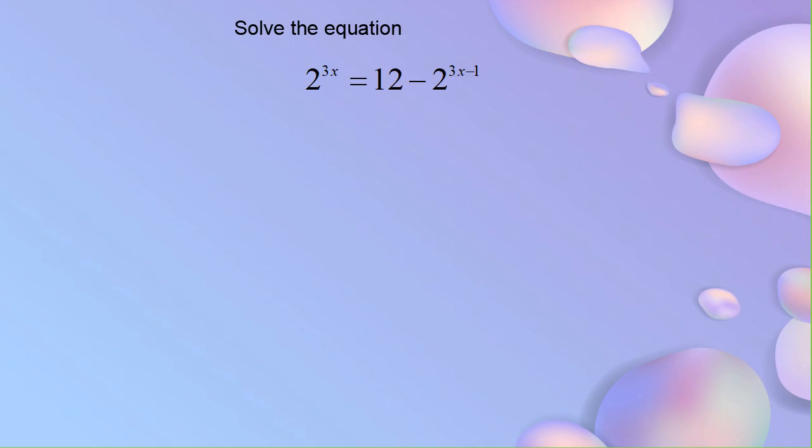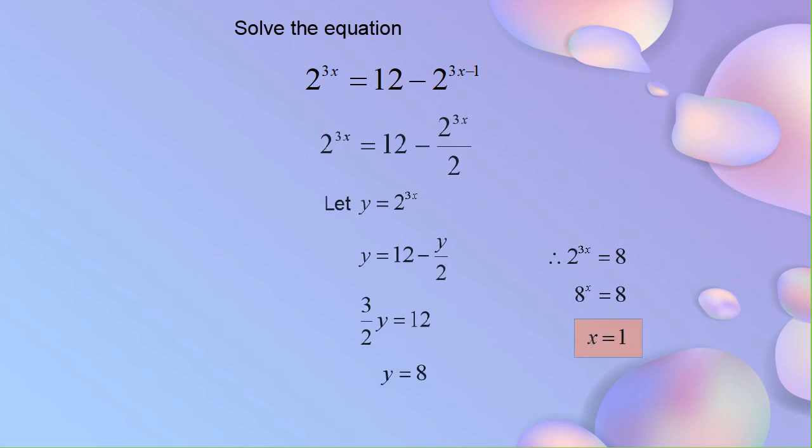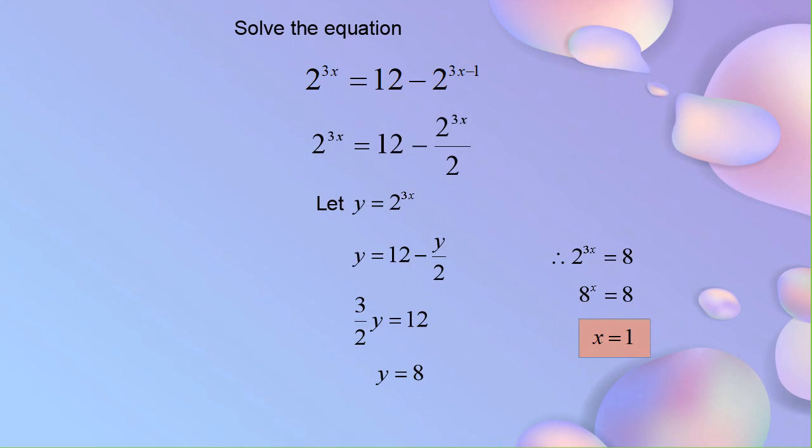Let's look at this question. Solve the equation 2 to the power of 3x equals to 12 minus 2 to the power of 3x minus 1. If you look closely, all the exponents in this question are not in division or multiplication form, so you cannot use the indices law to answer this question. But you can use the substitution method to answer this question.